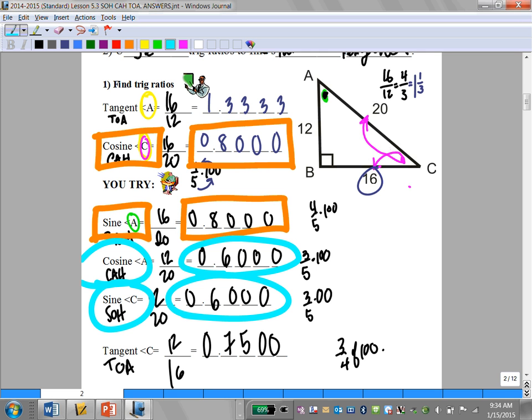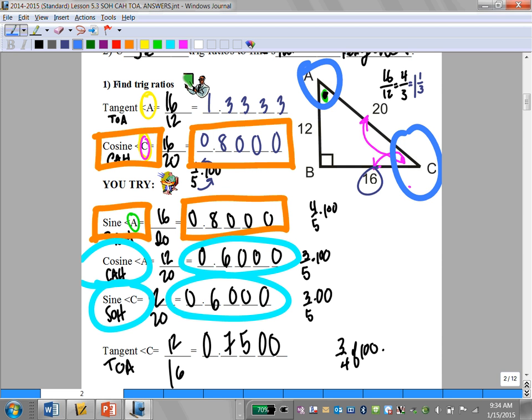Can you guys see it? The cosine of one angle is the sine of the other. You see that? Okay, guys, we call A and C complementary angles. Complementary angles are the two angles that are not the right angle, the acute angles of a right triangle.